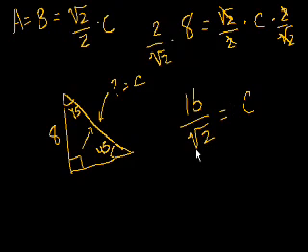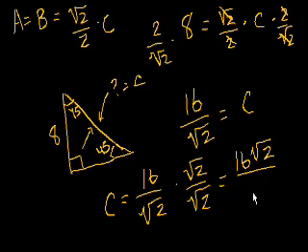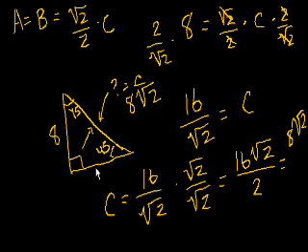But as I just showed you, people don't like having radicals in a denominator, so we can just say c is equal to 16 over the square root of 2 times the square root of 2 over the square root of 2. So this equals 16 square roots of 2 over 2, which is the same thing as 8 square roots of 2. So c in this example is 8 square roots of 2. And we also know, since this is a 45, 45, 90 triangle, that this side is 8.